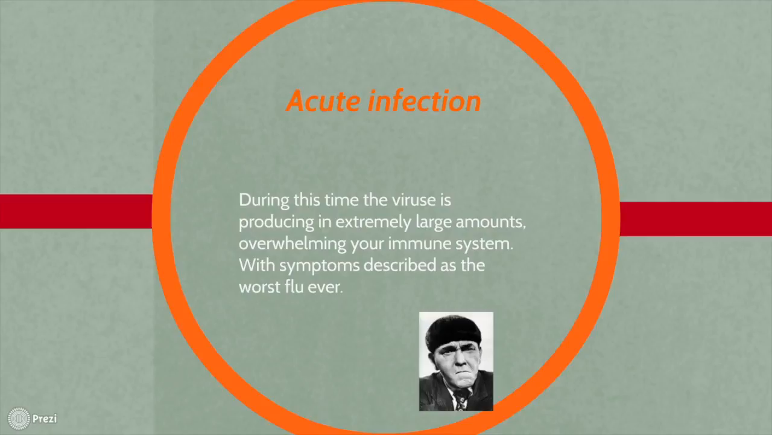During this stage, the victim will experience symptoms described as the worst flu ever. For most people, these symptoms arrive 2 to 4 weeks after the initial infection. Symptoms also include fever, swollen glands, sore throat, rash, muscle and joint aches and pains, and severe headaches.